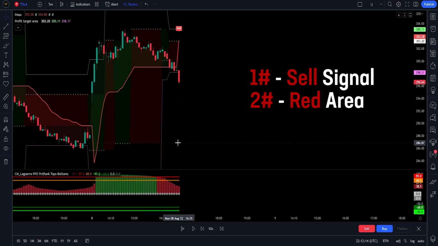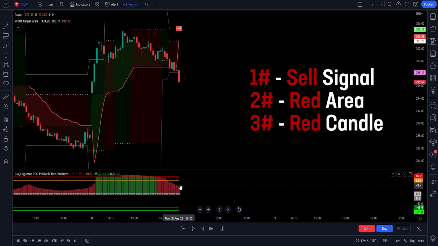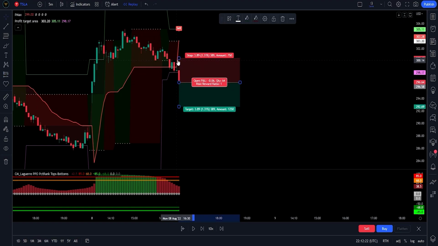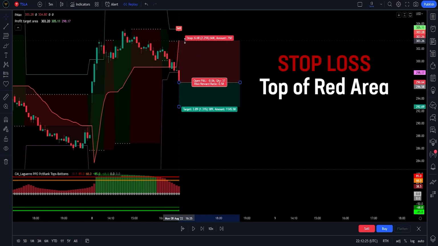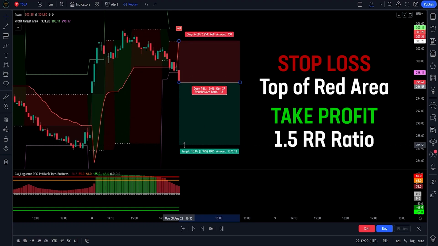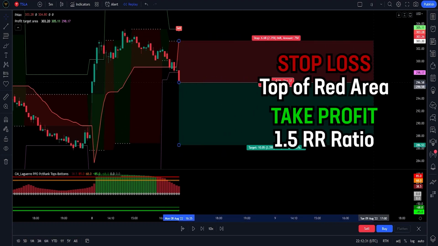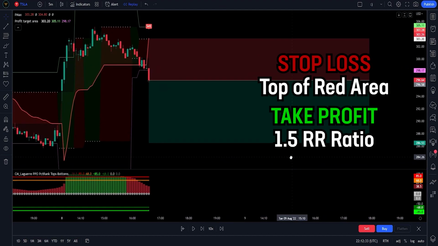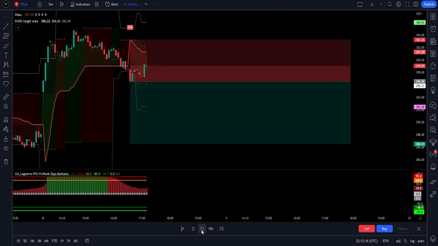Our third condition is that our candle in our histogram is below this red line, so it is colored red. All 3 conditions are met, and we can confidently enter a short position. Our stop loss will be set at the top of this profit target area, and our take profit will be 1.5 risk to reward ratio. Now that everything is set, let's see if our bearish prediction was correct.